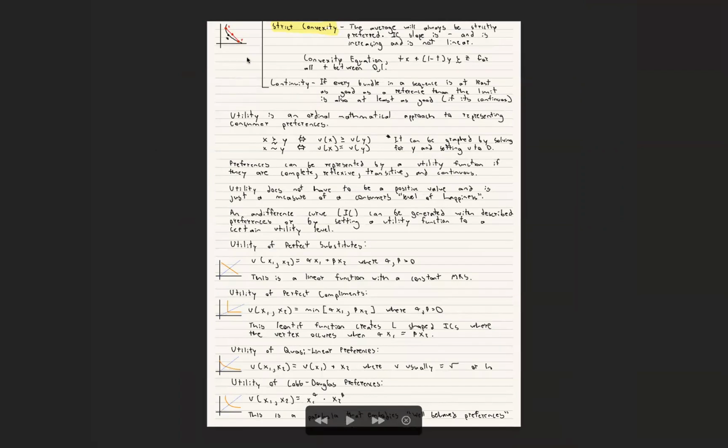So we'll move on to continuity then. And again, continuity, you don't really need to understand that in depth simply because it's kind of trivial and complicated at the same time. But it basically just says that every bundle is a sequence and that at least as good as the reference, then the limit is also at least as good, as it's continuous. We'll move on to utility. Just so you see the mathematical approach representing consumer preferences there. I won't cover that because we really already covered it.